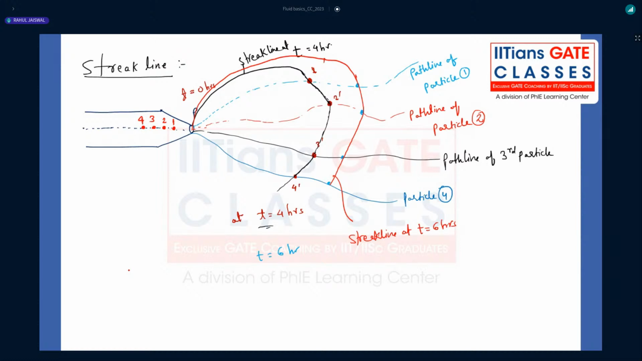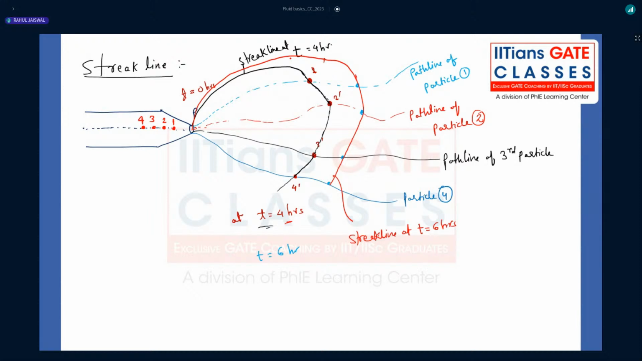By drawing the individual particle position, that is nothing but the trace of an individual particle, that is a path line. But at a certain instant of time, if I ask you to take a snapshot, whatever snapshot you take at this 4 hours will give you the location of all the fluid particles at time t equal to 4 hours. And when you join together all the positions of particles at that instant of time with respect to the initial point, that line will give you the streak line.